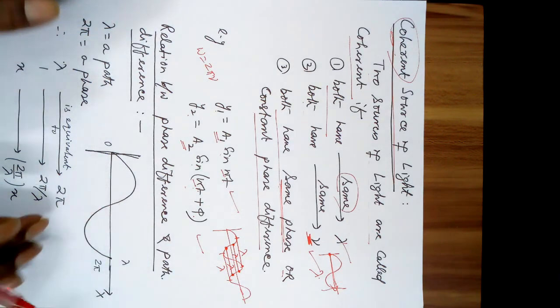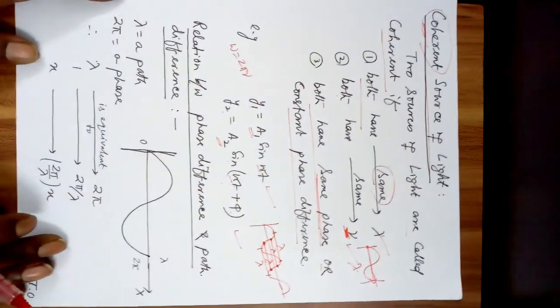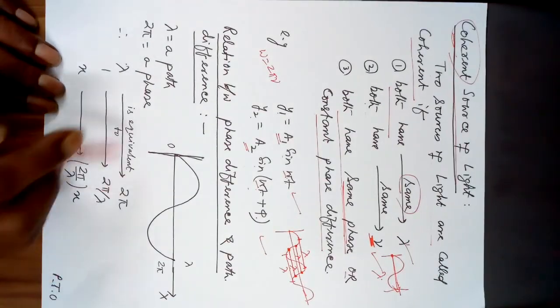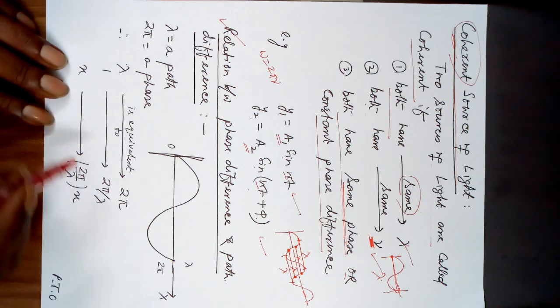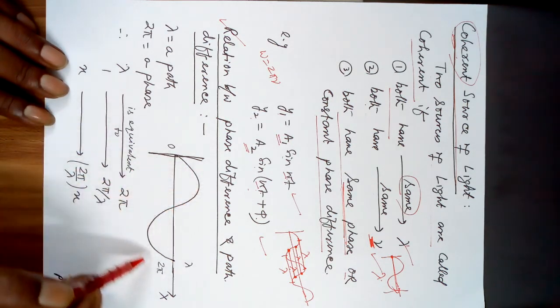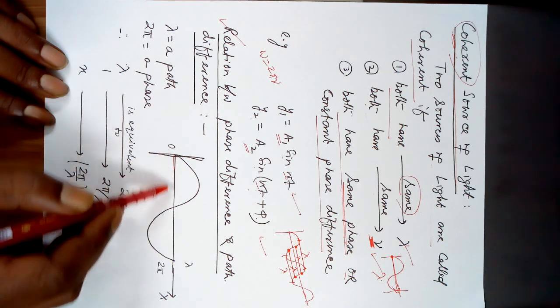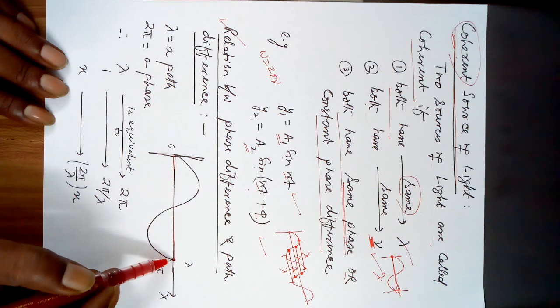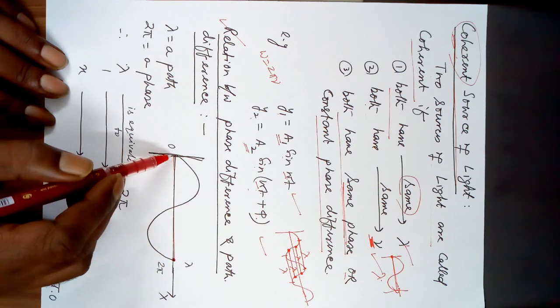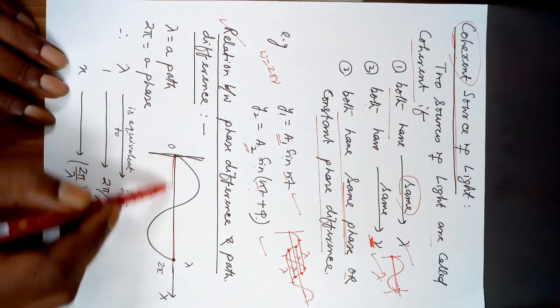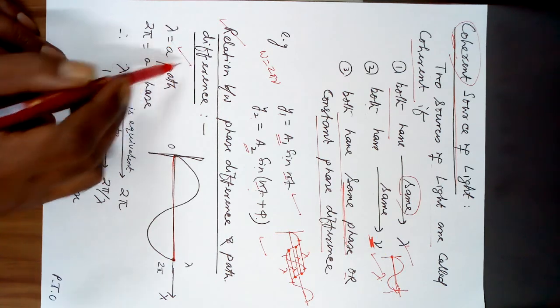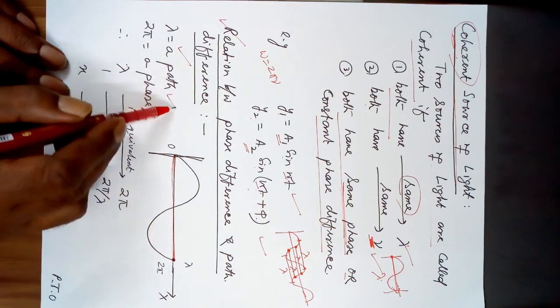Then coming back to a relationship between phase difference and path difference. This will be used while discussing Young's double slit experiment. Look at this, this is a wave. This distance is called lambda. It means the particle here and the particle here are in the same identical state of vibration. So this distance is lambda, a path, that is a distance.